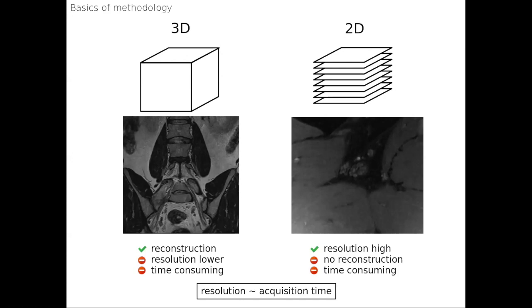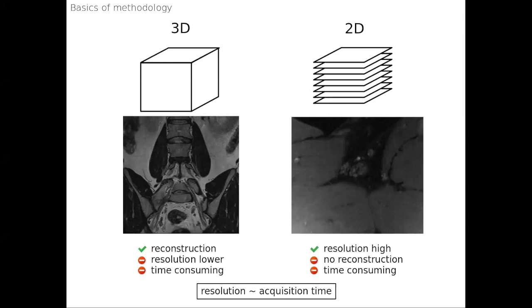However, with 3D sequences, you have, of course, a lower resolution, and these are also quite time-consuming. If you use 2D sequences, you have the ability to have much higher resolution, meaning that you can really go down to 200 micron, and you see the substructures that we have discussed previously. But of course, because these are 2D sequences, you cannot do a nice reconstruction as with a 3D sequence. Also, these sequences are quite time-consuming.